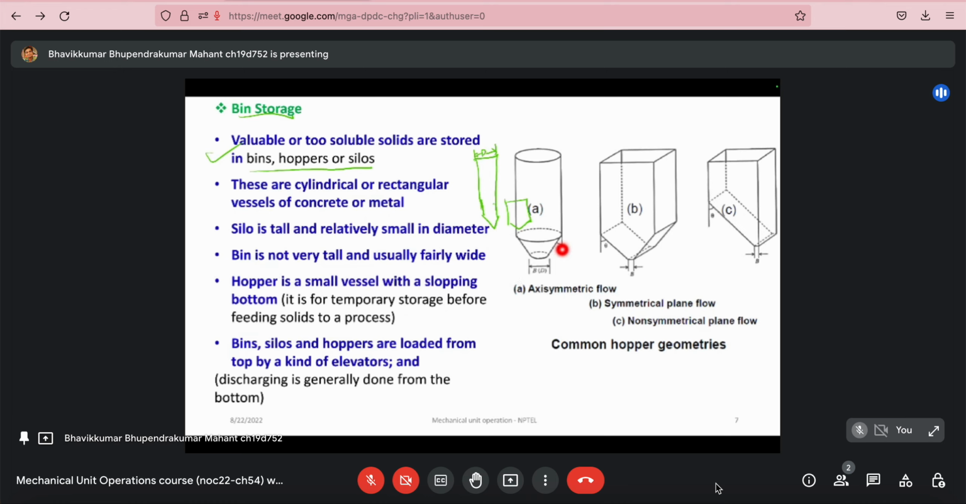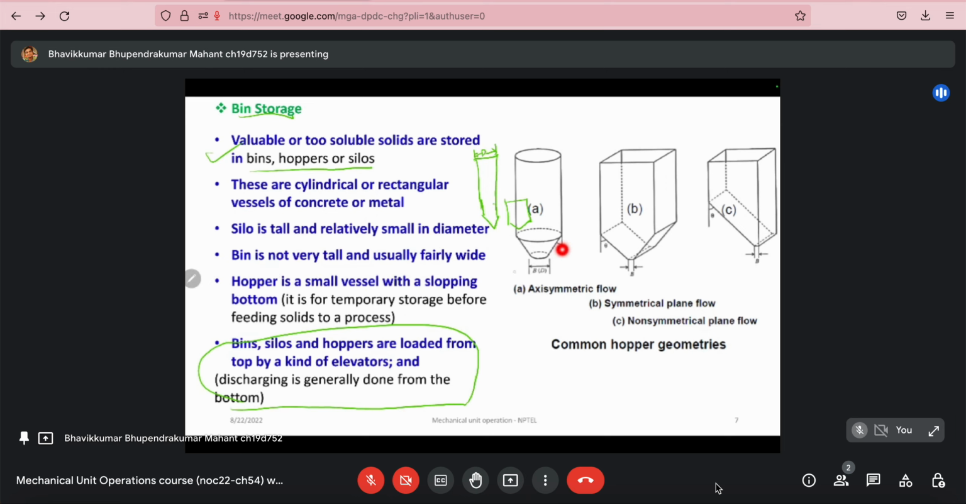A hopper is always used as an interconnection between two different processes, or you can say as temporary storage between two processes or before feeding to a process. Bins, silos, and hoppers are loaded from the top by elevators, and discharging is generally done from the bottom. This is common for bin storage.